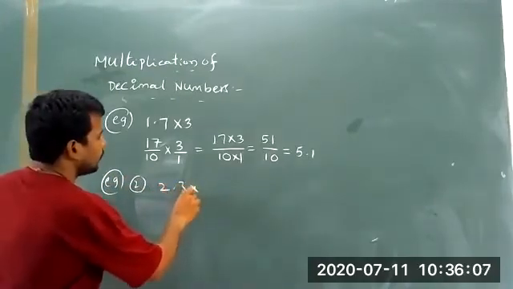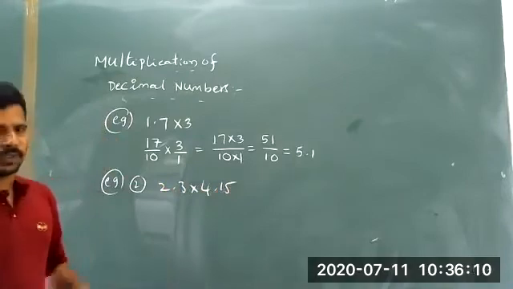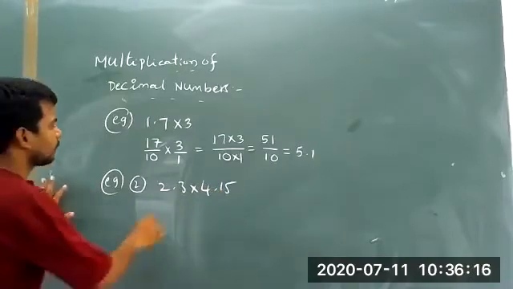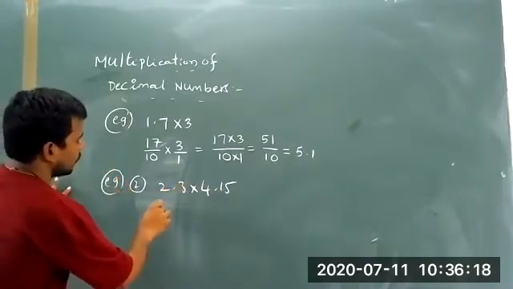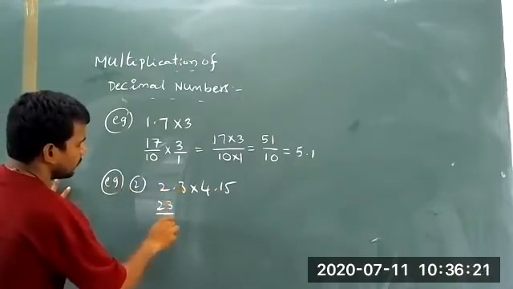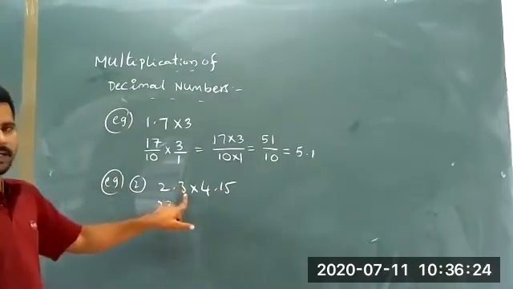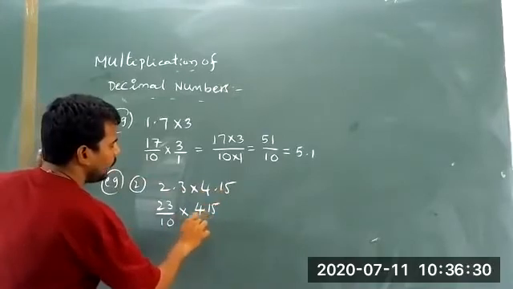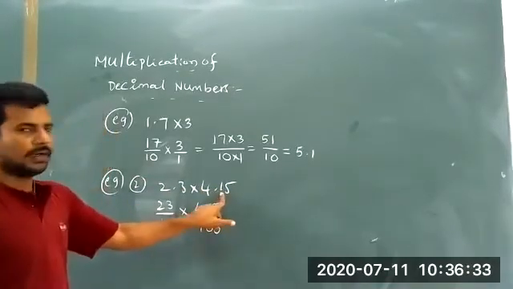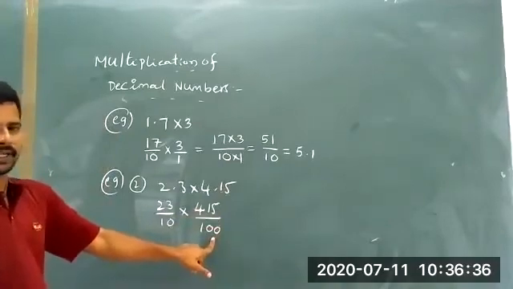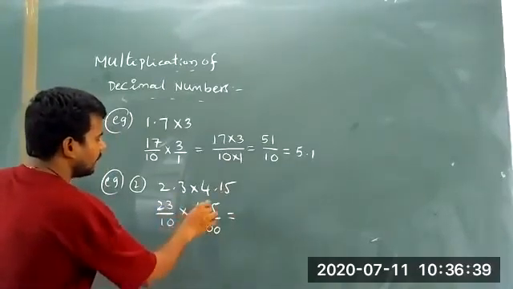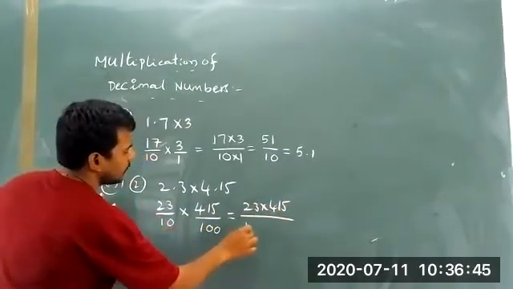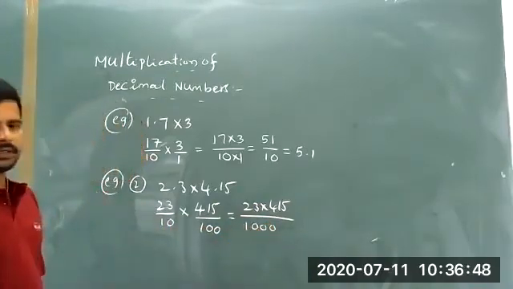2.3 into 4.15. So take 2.3, which is 23 by 10. Why? Because the decimal place is 1. And 4.15 means 415 by 100. Why? Because here the decimal places are 2, so we take 100. Now multiplication: 23 into 415 by 10 into 100, which is 1000.